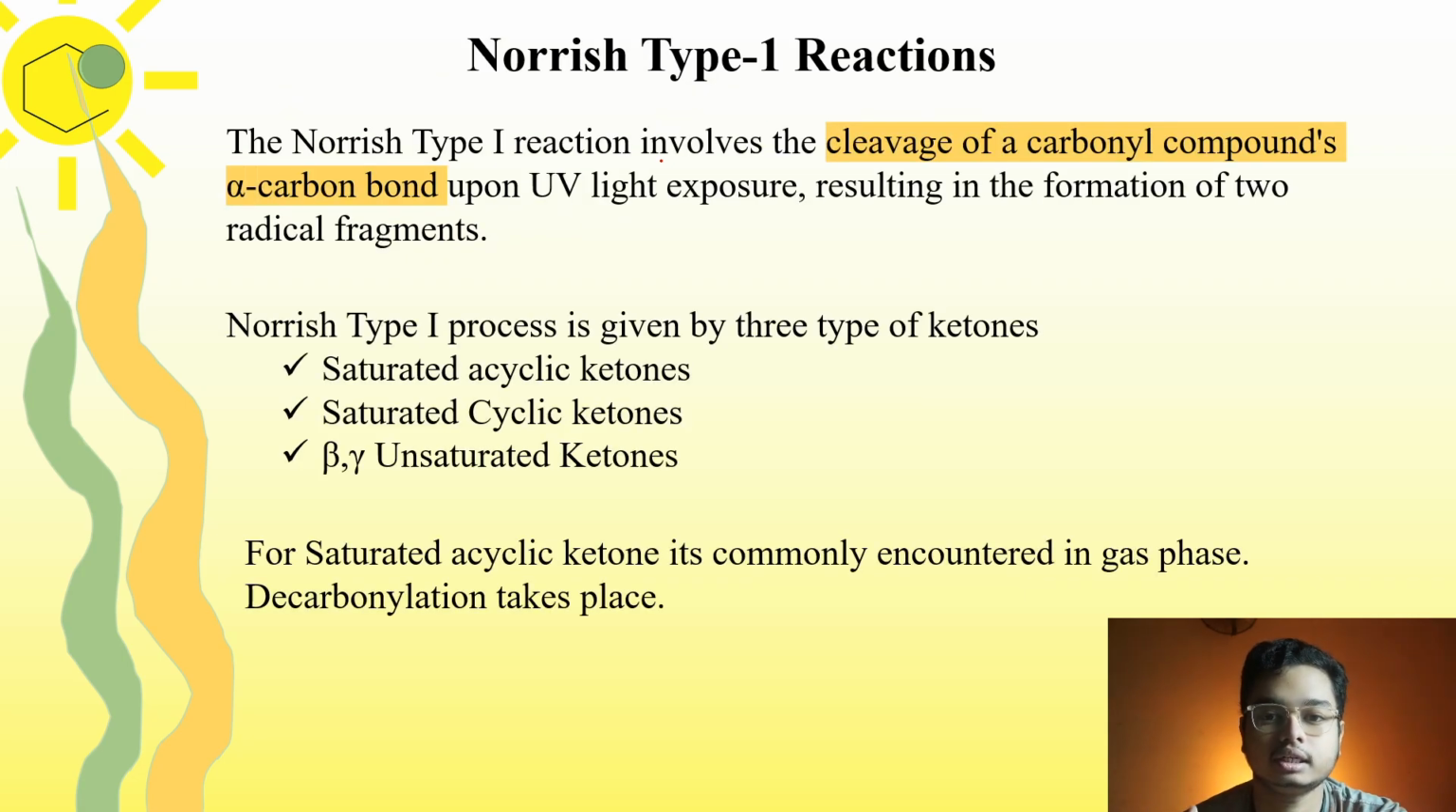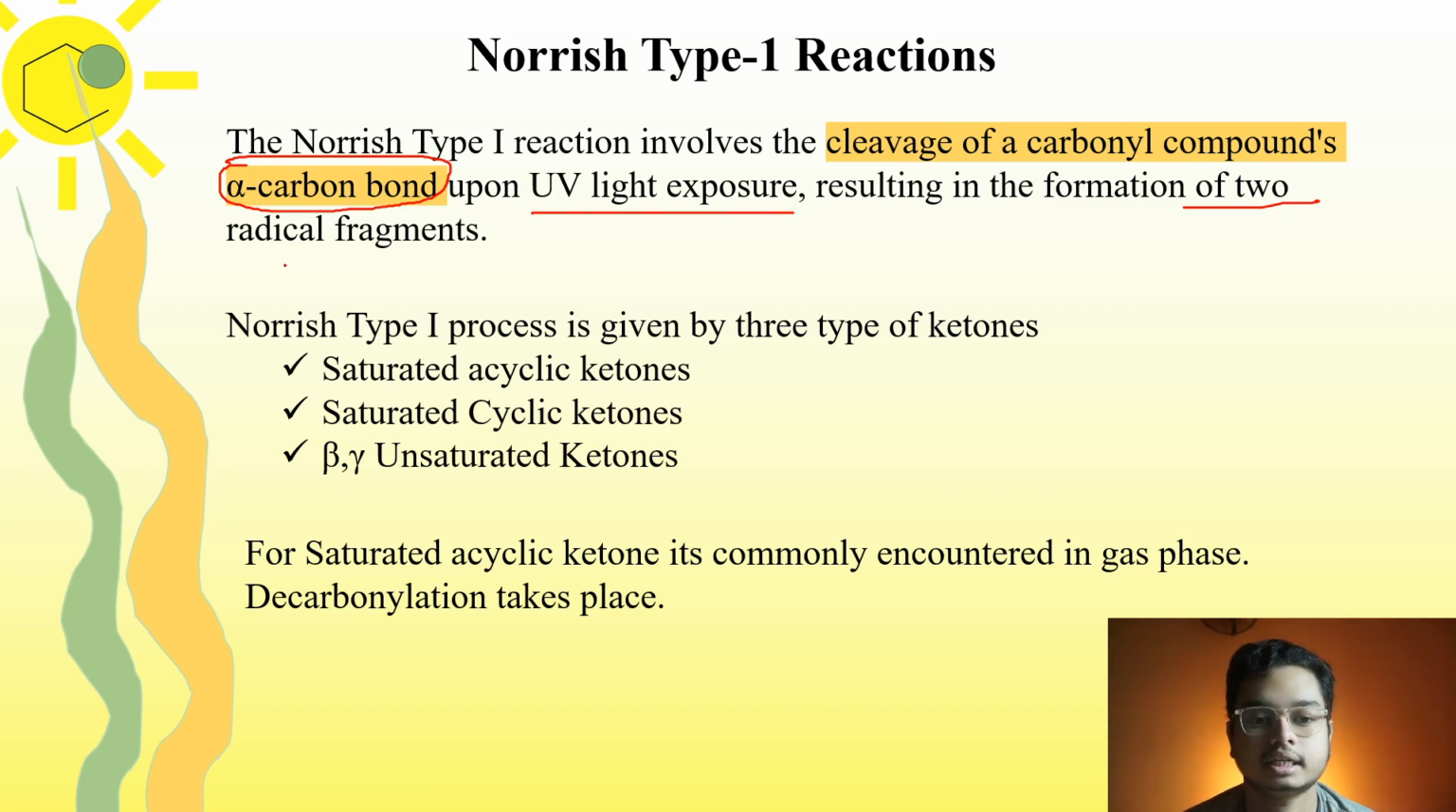First, let us understand what the Norrish type 1 reaction is. The Norrish type 1 reaction involves the cleavage of the carbonyl compound's alpha carbon bond. This is very important, the highlighted one. You have to remember that it occurs upon UV light exposure, and it results in the formation of two radicals: one is the alkyl radical and one is the acyl radical.